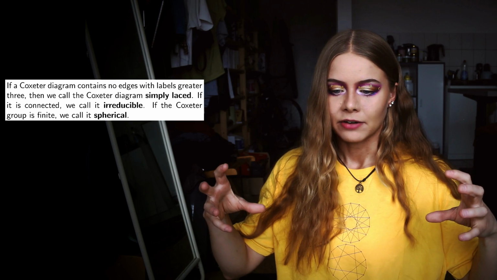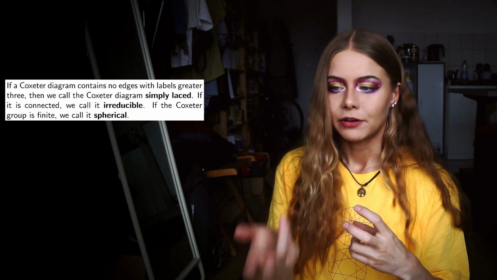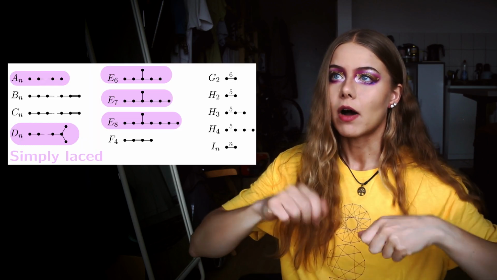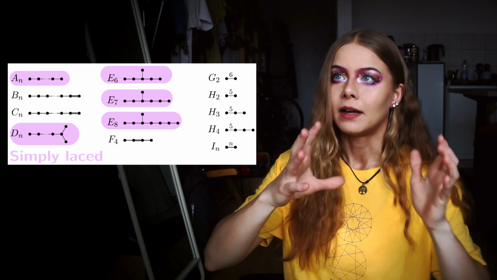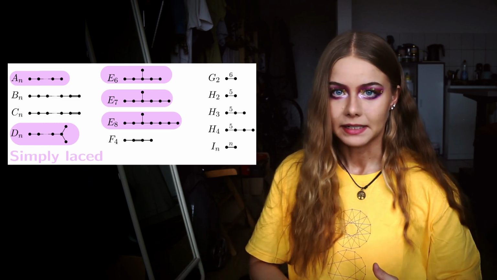If the Coxeter diagram is connected, then we call the Coxeter group irreducible. And it is actually the case that finite Coxeter groups are classified, and they are classified using these diagrams. So you can draw a list of all the different diagrams that correspond to finite Coxeter groups. We have a complete list of them.